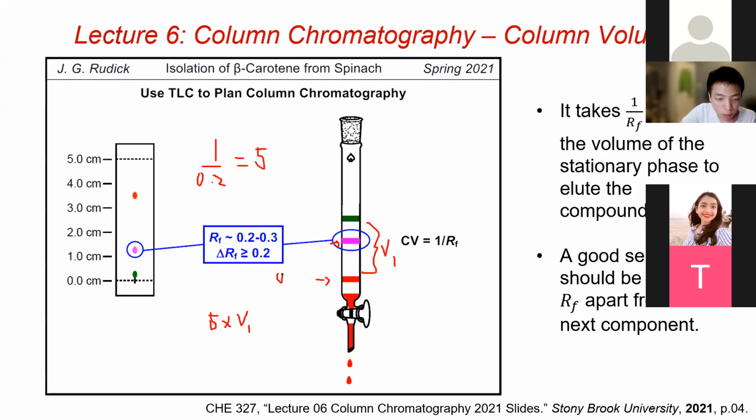And suppose this one is 0.7. Oh, sorry, this one is 0.7 Rf. And once you get the calculation done, it should be somewhere around 1, I believe. Yeah, so that's 1.42. And times the volume, it will take around 1.5 times the volume of the silica gel to get this out.